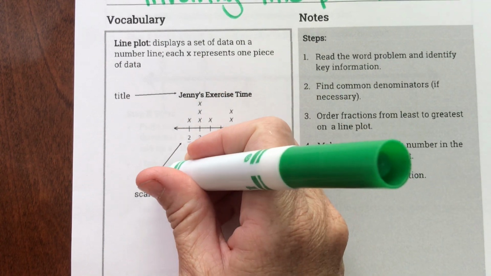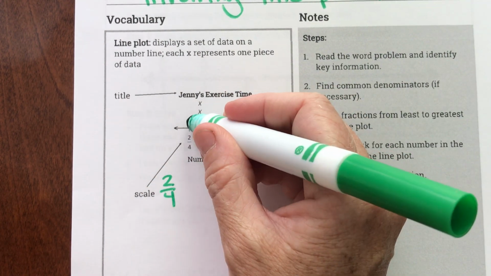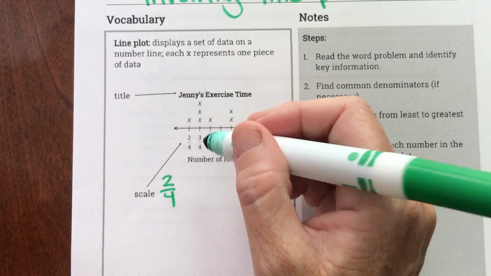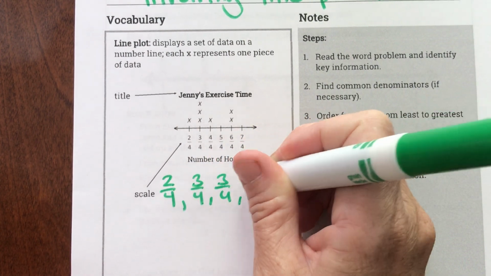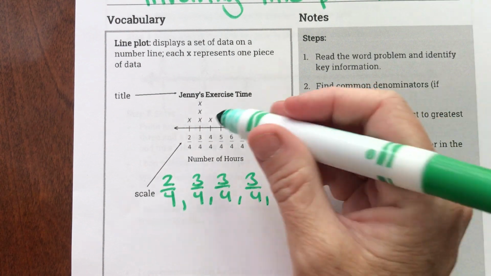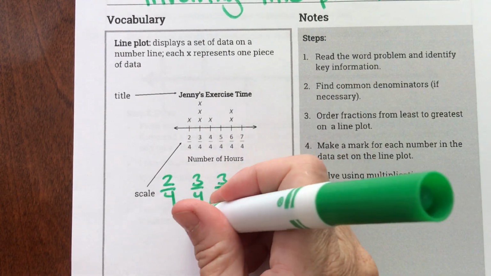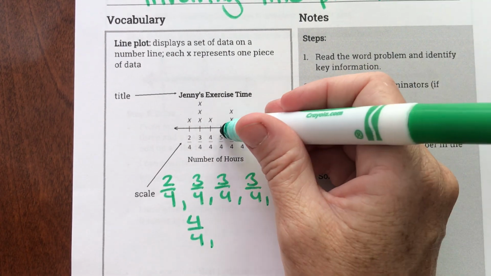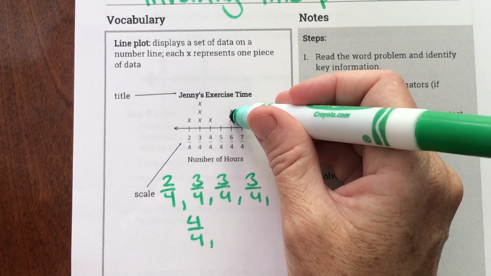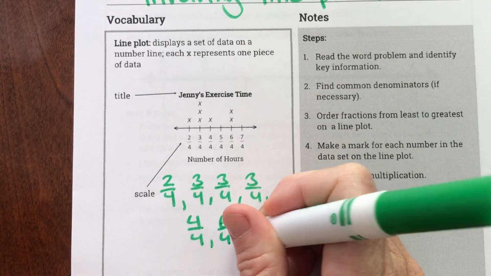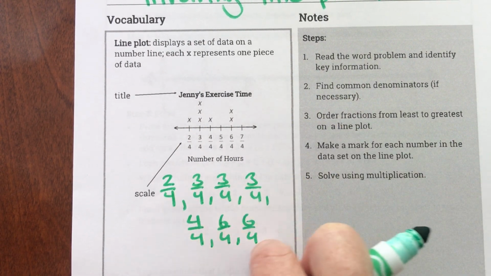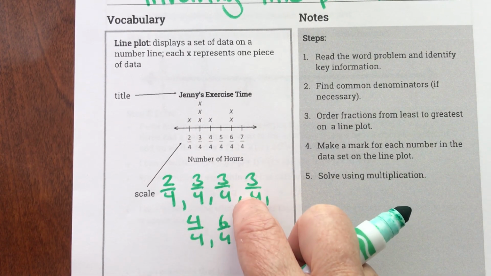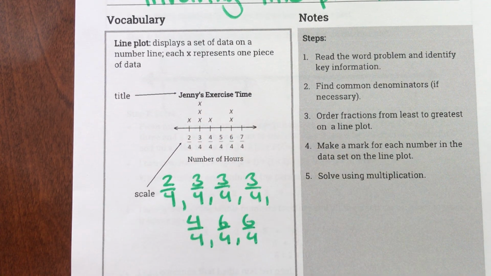And there's 1 2/4 because there's 1 X. There's 1, 2, 3 3/4 because the 3 X's let me know that. There's 1 4/4. There's no 5/4. There's 2 6/4. And there's no 7/4. So these are the actual numbers or the actual pieces of data that this represents.